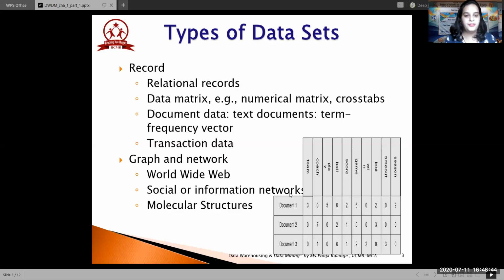Then comes the second type of data set, the graph and network data set. A very typical example of a graph you have already studied in your discrete mathematics subject. A graph is nothing but a simple representation of nodes and edges. Nodes represent the starting points, whereas an edge is the connection between two points. A best example of a graph is the World Wide Web, because it is a total network. The World Wide Web, HTML, and Google are all terms related to a graph network.